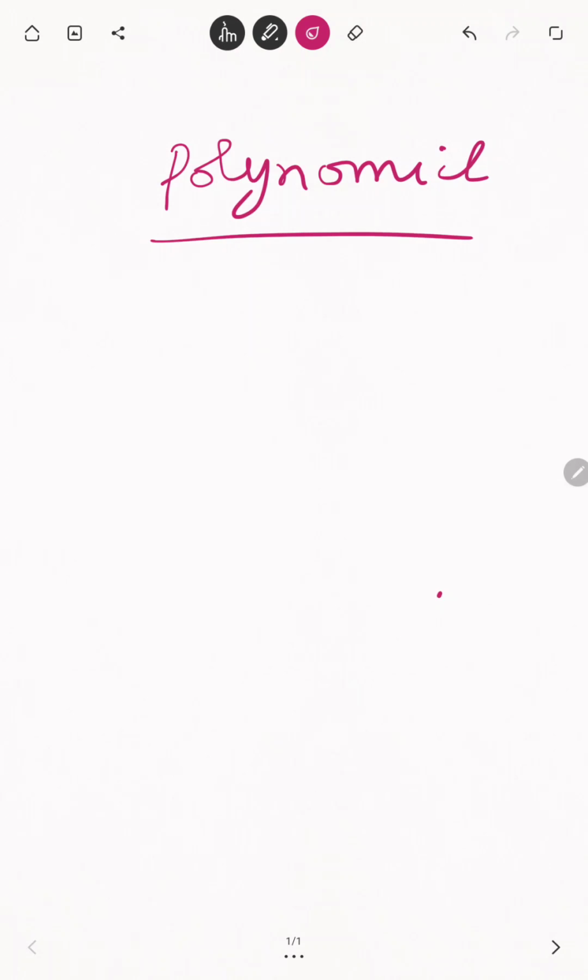Today I want to take the topic polynomials. This chapter I am taking from CBSE 10th grade. Okay. What is meant by polynomials?